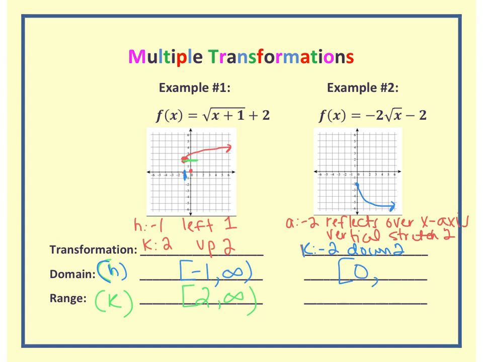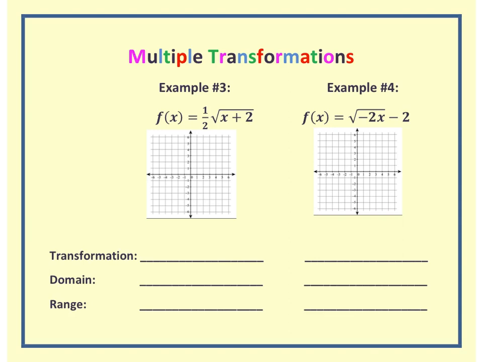0. Highest x value? Infinity. Range, what is my lowest y value? And this is where people struggle. Lowest y value, how low is it going to go? It's going to go -infinity. How high is it going to go? What's the highest point? -2. Don't forget that your domain and range is always the lowest value to the highest value. So I want you to try these 2 on your own. Go ahead and try number 3 first.